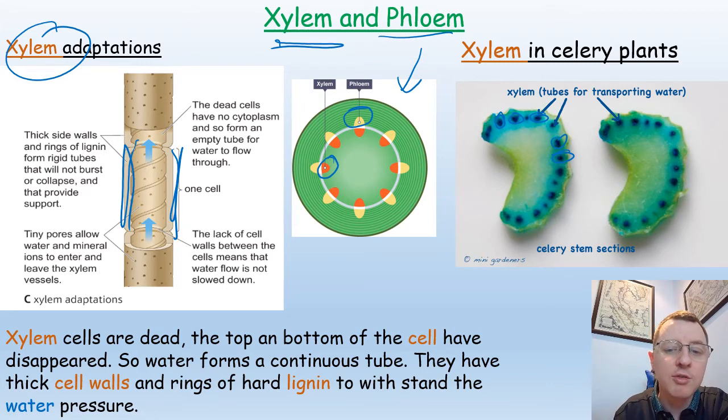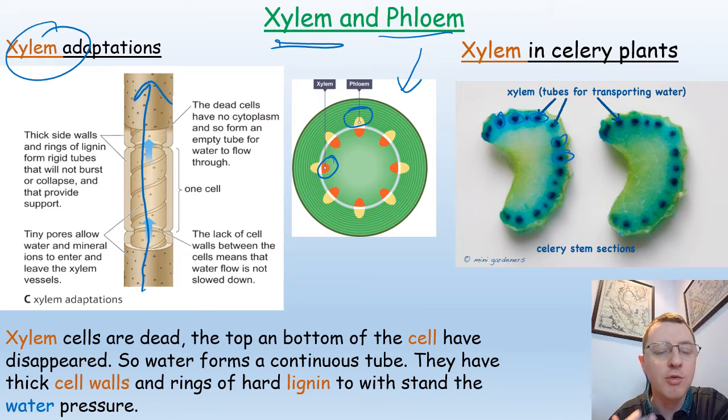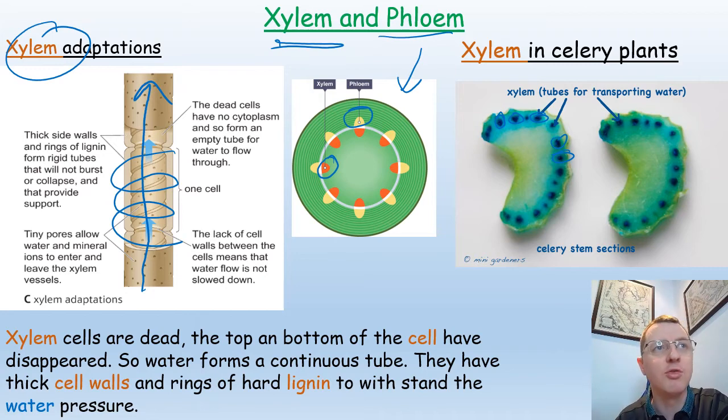So the water can form a continuous tube travelling all the way up from the roots to the leaves. They have very thick cell walls, and in fact an extra chemical known as lignin, which will help them to withstand the water pressure. The lignin sort of spirals around the outside of the cell there, holding those cells open as the water is moved up, so it stops the cells from collapsing in on each other.